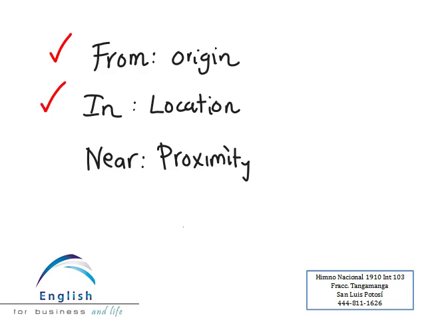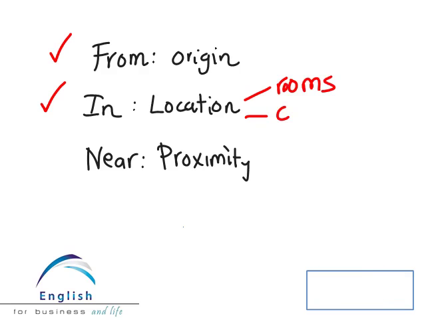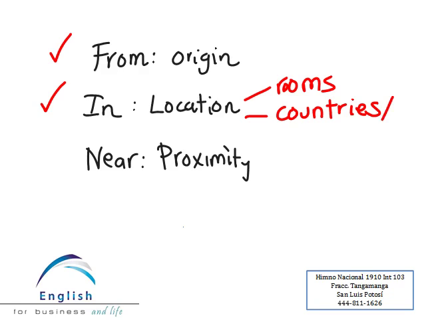Location, we're expressing location with the preposition in. Okay, but we normally use it for rooms. Oh, yeah, for rooms. We use it for countries. Like right now, we are in Mexico. I am in Mexico. Countries, cities. I am in San Luis Potosí. Very nice. And the last one we have, near, is for proximity.